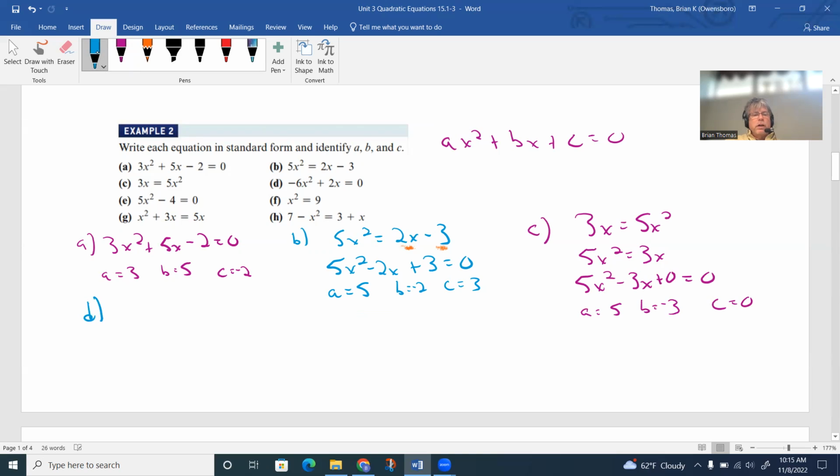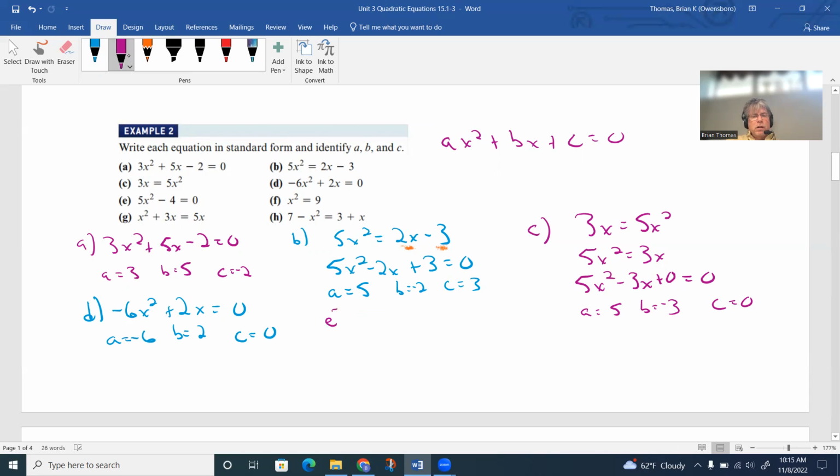So looking at D, we have -6x squared plus 2x is equal to 0. Notice how that's already in standard form. So a is the coefficient of the x squared, which is the -6. The b is the 2. And notice that there's not a c, so the constant is going to be 0.